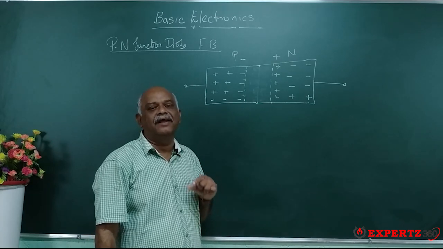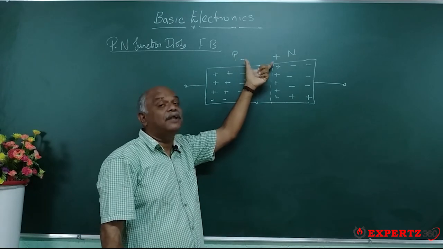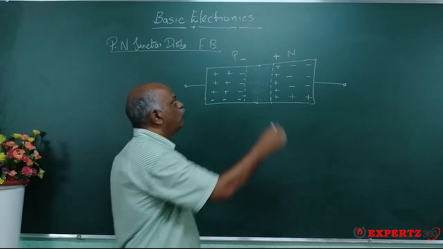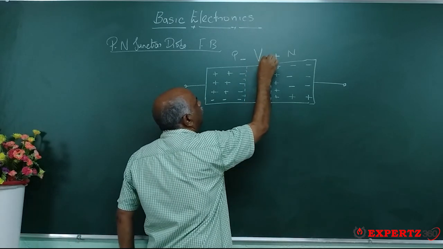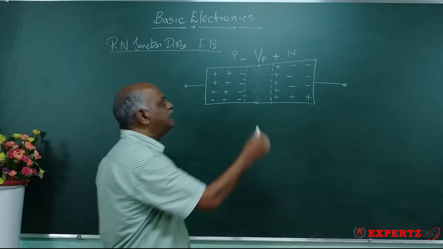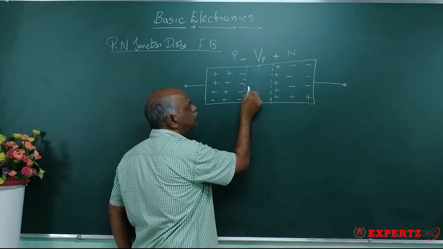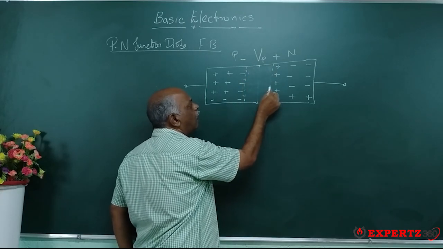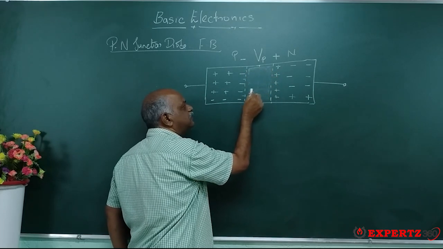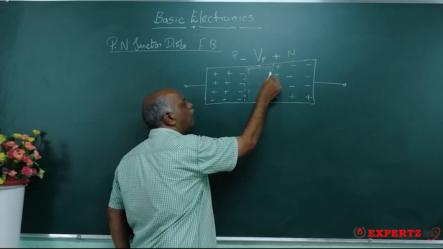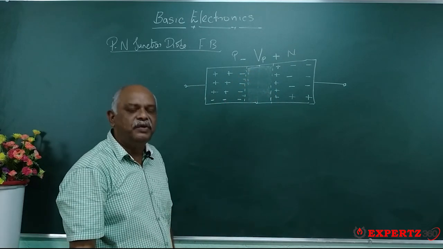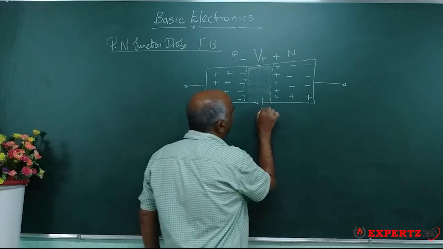What type of barrier is created? It created a potential. See, positive over here and negative. So it created a potential barrier. So I can put it as Vp, the potential barrier. This created a junction which is depleted of mobile charges. This region at the junction is depleted of mobile charge carriers, which we call the depletion region.